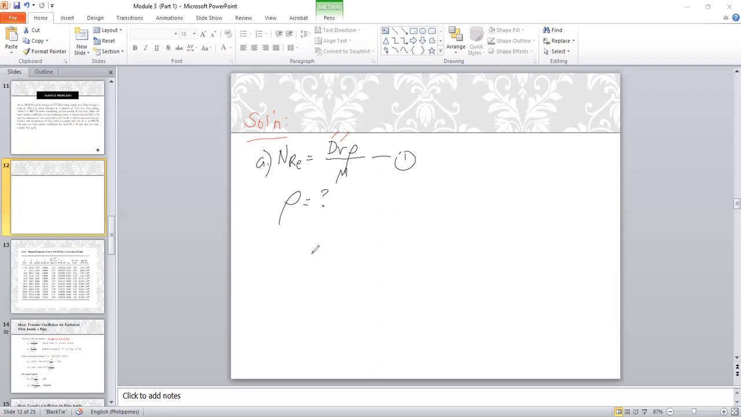Do you have any idea how we are supposed to solve for the density here? We're dealing with gases. Density of what? Density of air. Even if it's the density of steam, we can use the property in the steam tables for that. But if it's the density of air, what is it that we're going to use? The formula that we're going to use.